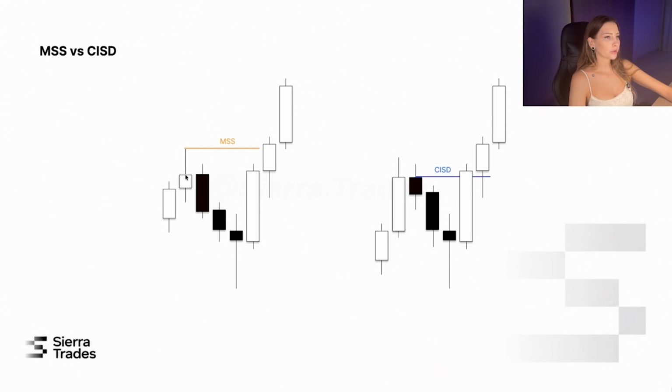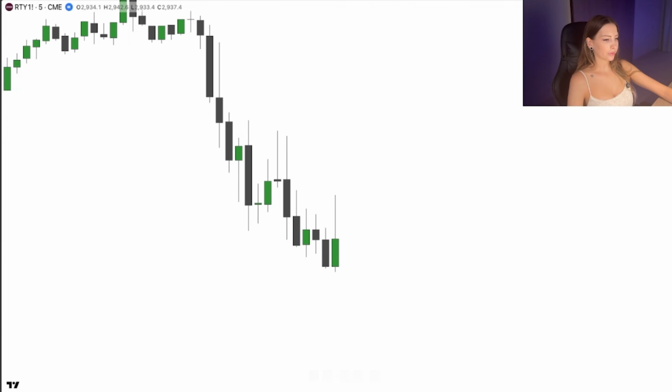MSS is focused on the swing point itself. It happens when price actually breaks and closes above a swing high or below a swing low. And that's what confirms a broader change in the trend. So CISD gives you the early read and MSS gives you the structural confirmation. Two different tools, two different jobs. So let's see how it looks in a real environment.